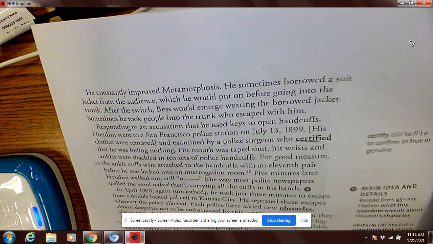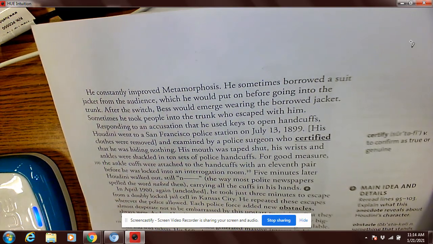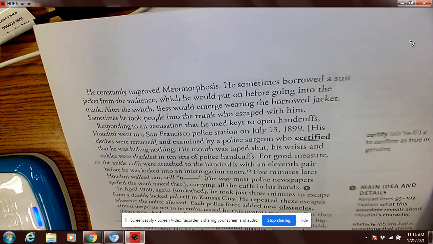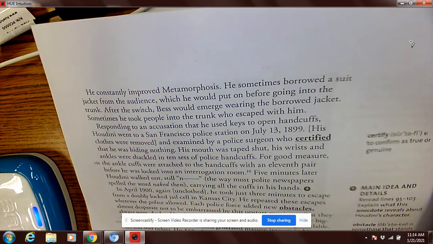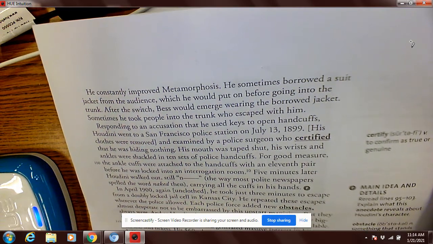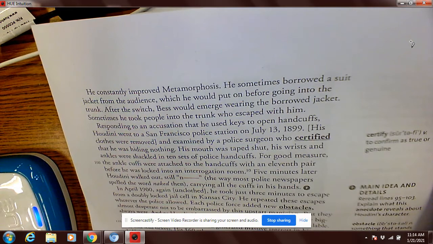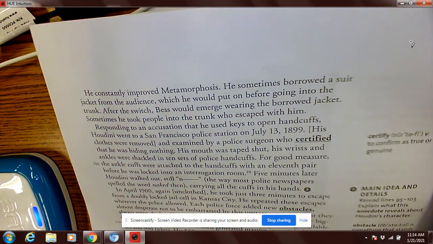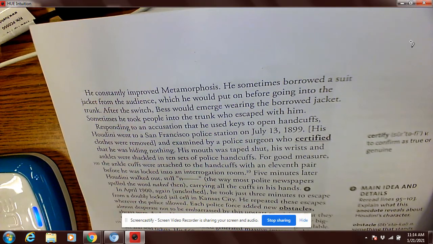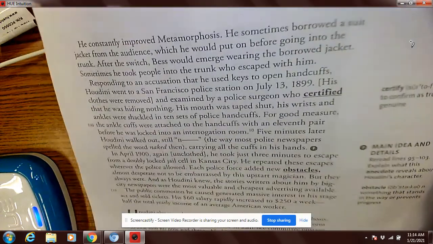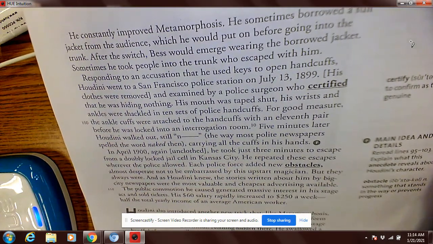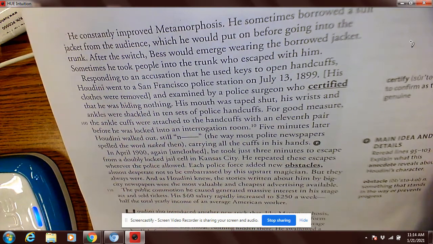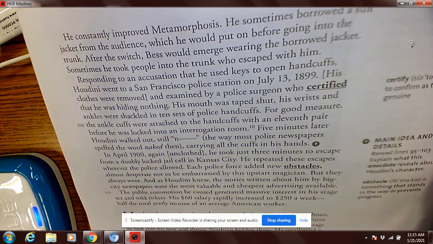Responding to an accusation that he used keys to open handcuffs, Houdini went to a San Francisco police station on July 13, 1899. His clothes were removed and examined by a police surgeon who certified that he was hiding nothing. His mouth was taped shut, his wrists and ankles were shackled in 10 sets of police handcuffs. For good measure, the ankle cuffs were attached to the handcuffs with an 11th pair before he was locked into an interrogation room. 5 minutes later, Houdini walked out, still, and I don't know, the way most polite newspapers spelled the word naked then, carrying all the cuffs in his hands.